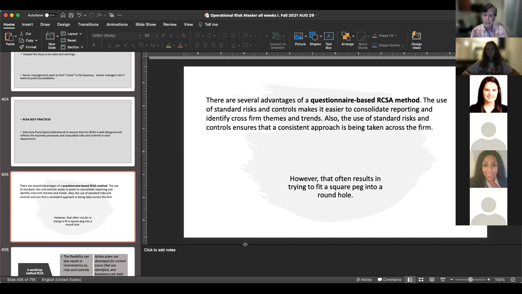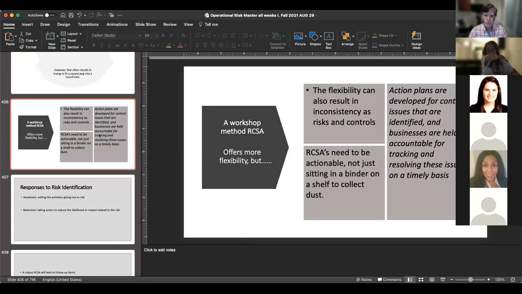A business has its own specific issues that you have to make RCSAs for. And trying to put together two businesses that are dissimilar results in trying to put a square peg in a round hole, if you've ever heard that expression before. If not, you should look it up on the internet. You should have some flexibility because you may have two different businesses, but it can result in inconsistencies in risk and controls. And your RCSAs have to be actionable, not just sitting in a binder on a shelf to collect dust.